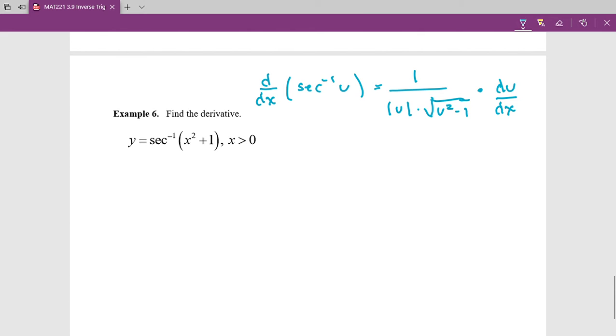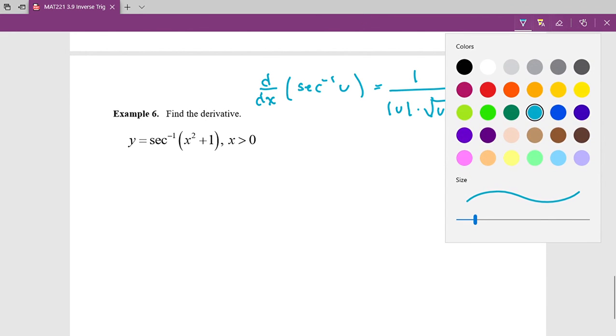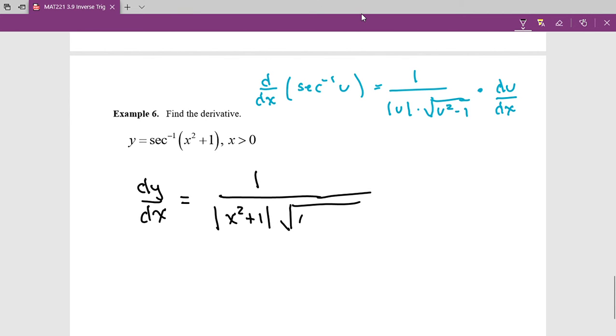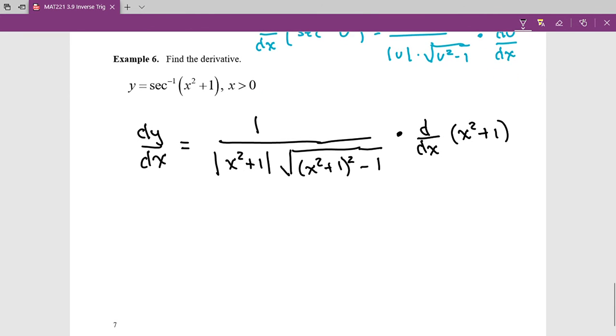Okay, so yeah, so my u here is x squared plus 1. Okay, so yeah, 1 over absolute value of x squared plus 1 times the square root, here's my u, we're squaring that, minus 1. Okay, furthermore, what else? The derivative of the inside function, the derivative of the u. And that's really just what, 2x?